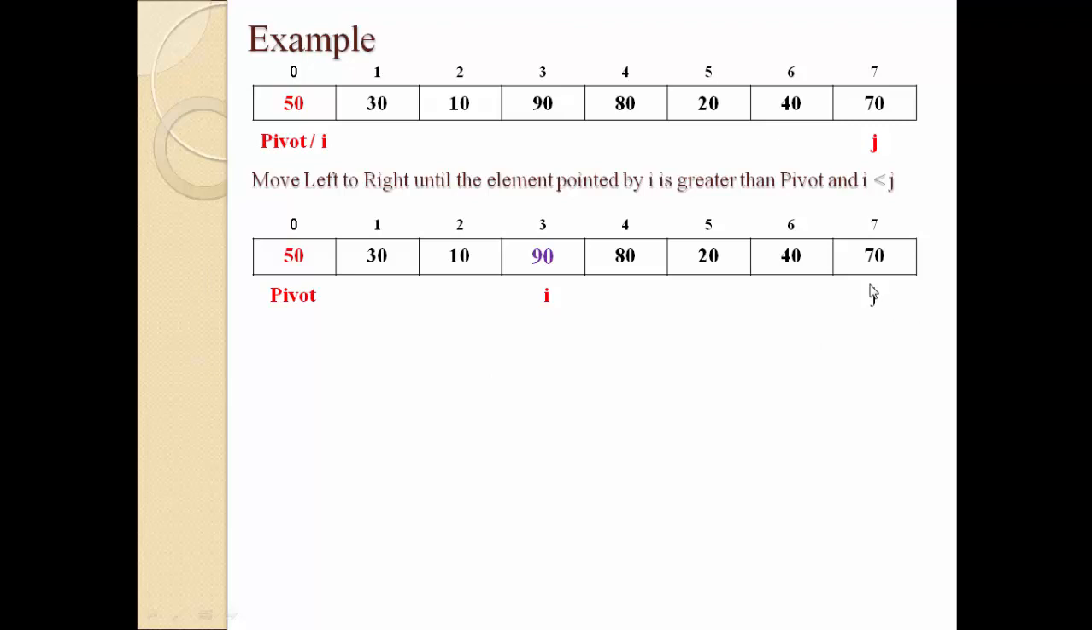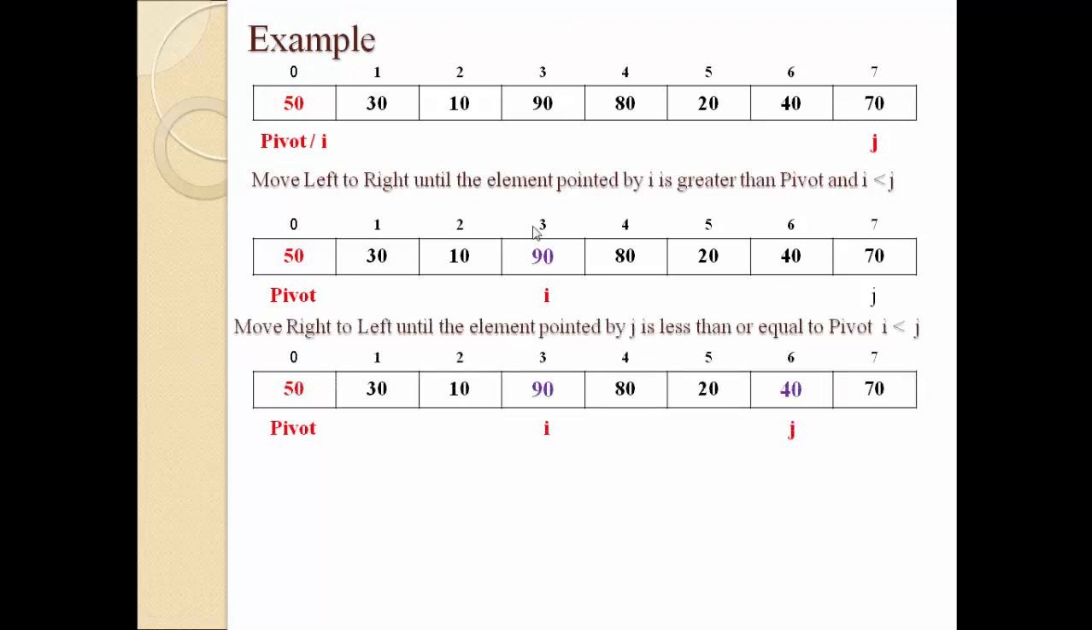So let us check, for example, the last element pointed to by j. So j is equal to 7 in this case and the value is 70. 70 is not less than or equal to 50. So we have to reduce the value of j, and our next value is 40. So 40 is less than the pivot element. So we have to stop here and the value of j is equal to 6. So the new value of i is equal to 3 and the value of j is equal to 6.